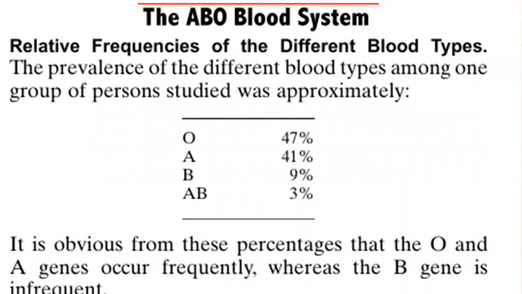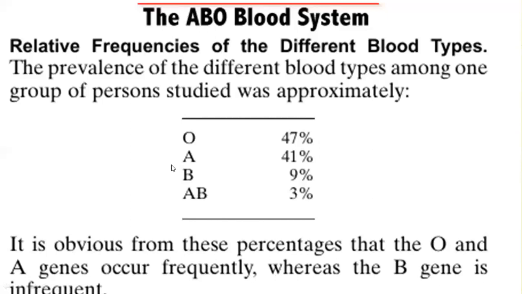We proceed. Let's look at the relative frequencies of the different blood types. In a population, you'll find that 47% will be blood group O, 41% blood group A, 9% blood group B, and 3% AB. From these percentages, it is obvious that the O and A antigens are frequent, whereas the B gene is infrequent, meaning that most people will have blood group O or A.